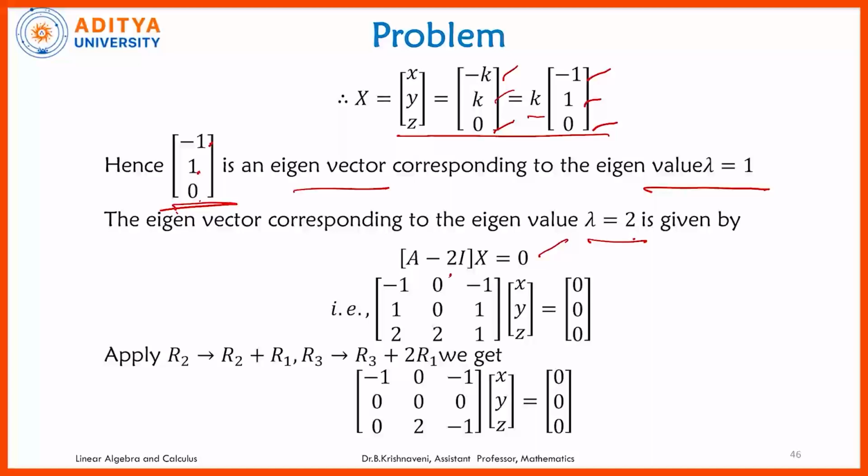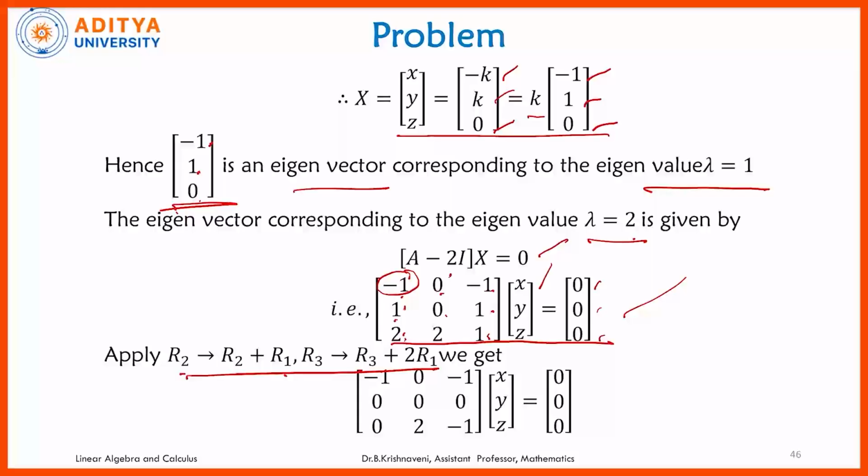On doing this, we got this, that is [-1, 0, 1; 1, 0, 1; 2, 2, 1] times [x, y, z] is equal to [0, 0, 0]. So now we need to find again the solution of the system. For that, here we applied row operations, R2 as R2 plus R1 and R3 as R3 plus 2R1. Means here we fixed this and we make these two zeros using row operations.